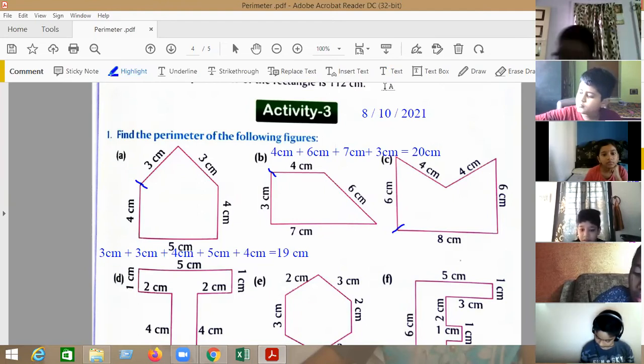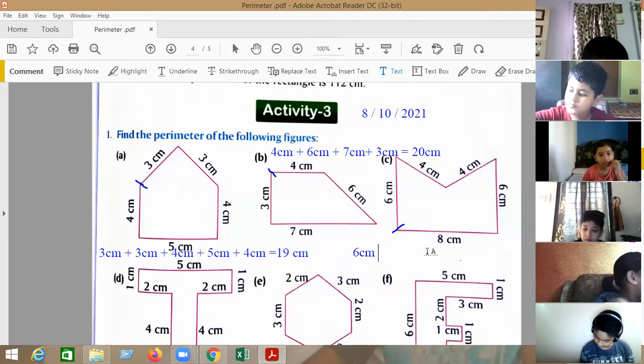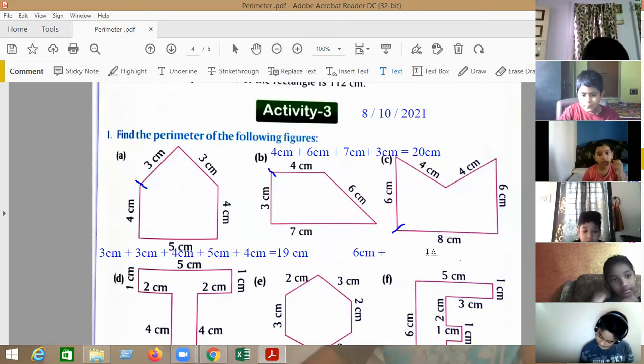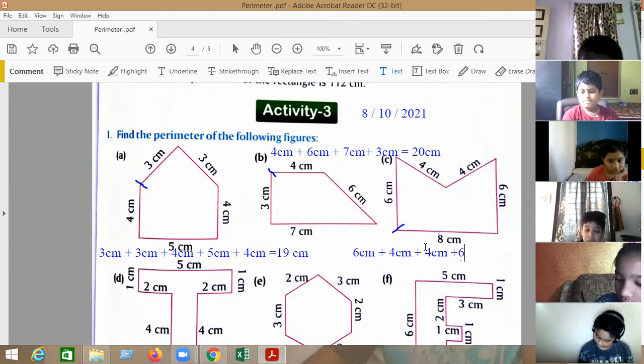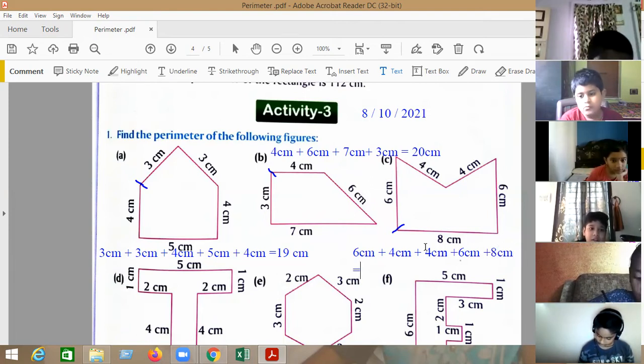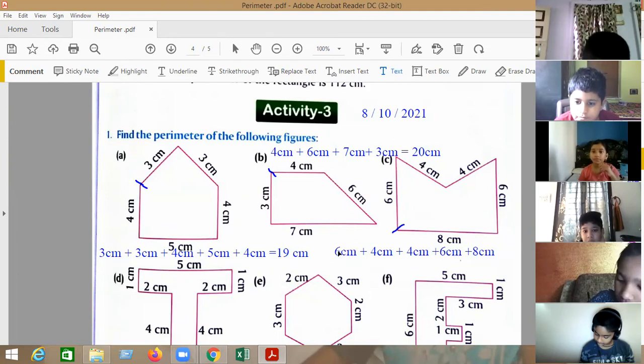28 centimeters. Okay, question one you do as homework, children. Now, 4 centimeters plus 4 centimeters plus 6 centimeters plus 8 centimeters is equal to how much? 28 centimeters. Very good.